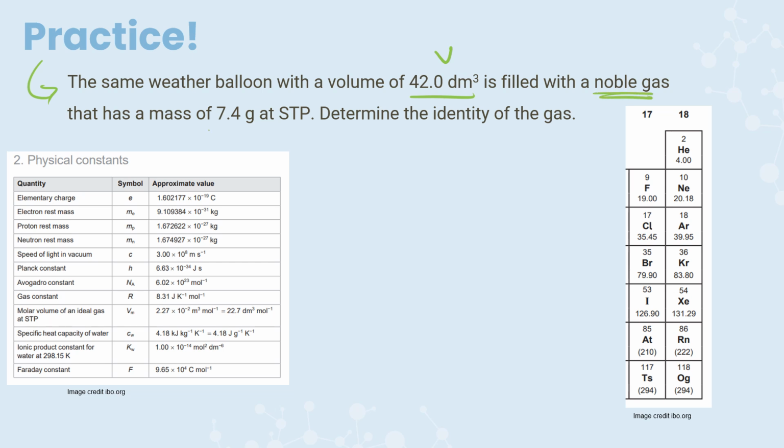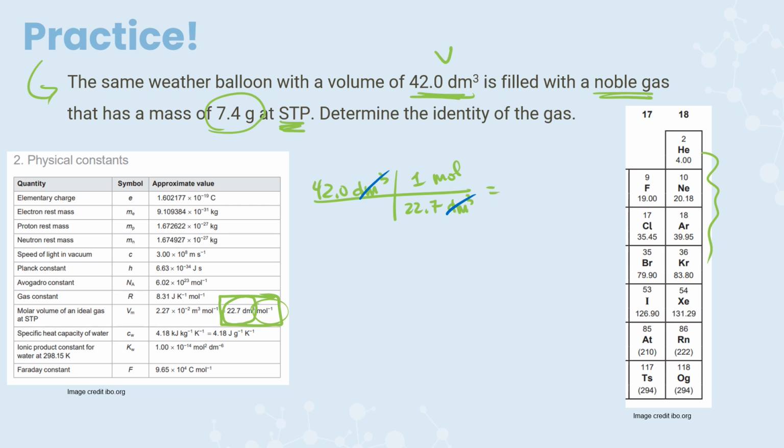The amount of gas is equal to 7.4 grams, and it's at STP. We need to figure out, what is this noble gas? Is it helium or neon? Let's find out. Since we have our volume at STP, we're going to use our molar volume of a gas at STP. I have 42 cubic decimeters. We're going to get rid of decimeters cubed by putting it on the bottom. I'm going to put my 22.7 cubic decimeters on the bottom of my railroad track. Mole is going to go on the top.